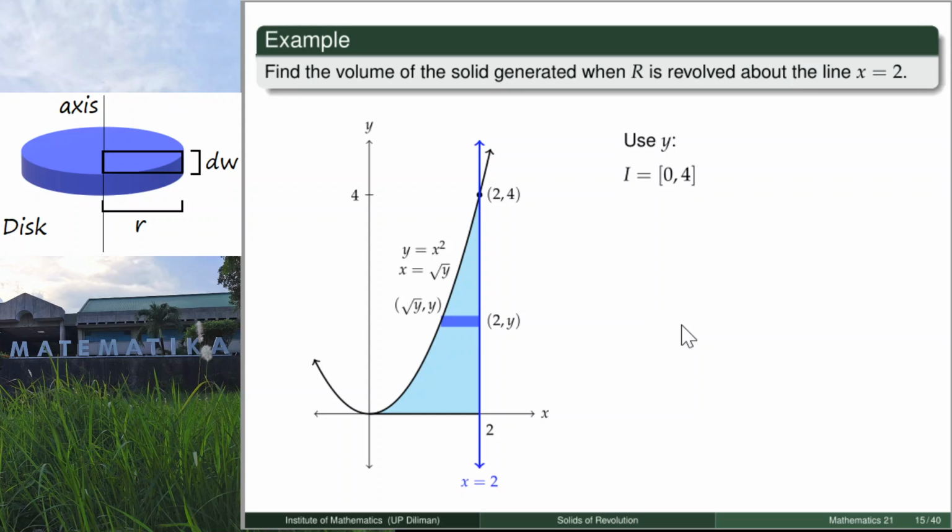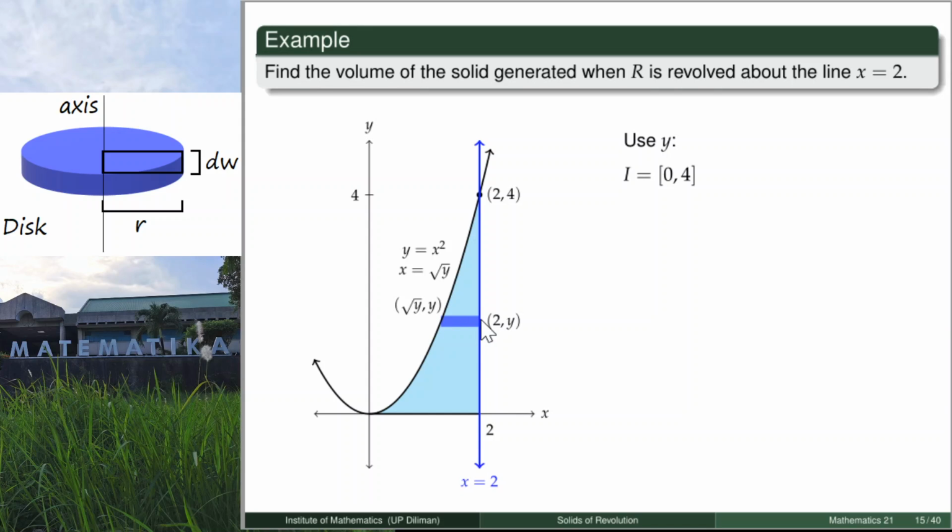Because we use disks, what is the radius of the disk? It will be from the farther end of the rectangle going to the axis, which is this one. But this is a horizontal distance, so it's x right minus x left.